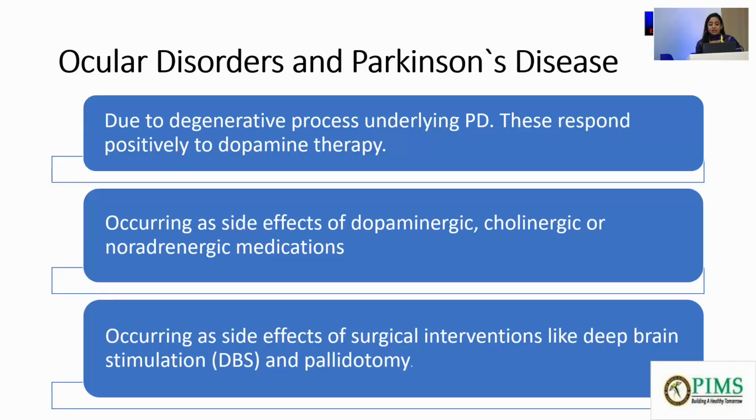The second ones are the ones occurring as side effect of dopaminergic, cholinergic or noradrenergic medications which we give in the Parkinson patients. And the third ones are the side effects occurring as side effect of surgical intervention like deep brain stimulation and pallidotomy, which are the surgical interventions for Parkinson patients.